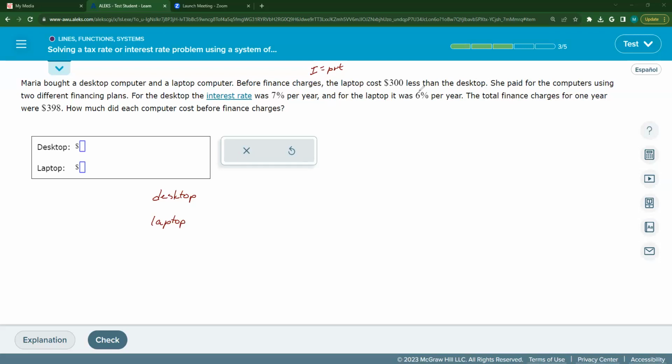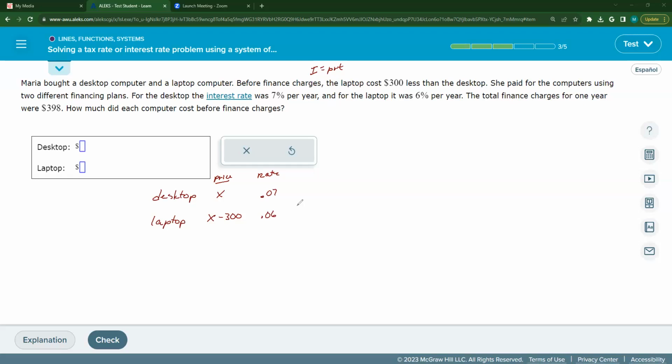Desktop is after the comparison. So desktop is X. This is going to be my price. And then $300 less is going to be the laptop. So X minus 300. She paid for the computers using two different financing plans. For the desktop, the interest rate was 7%. So my rate is 0.07. And for the laptop, it was 6%, 0.06 per year.